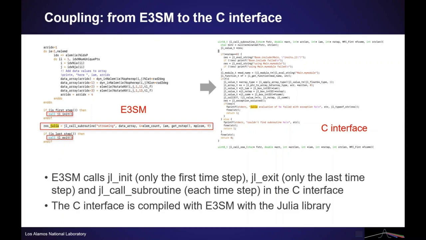If we look at the right box, that JLcall subroutine in the C interface can load the In-Situ.jl Julia file and also load the module in that Julia file. So when it's called, it wraps the data and passes the data to that Julia in-situ module for data analysis. This C interface is also compiled with E3SM together with the Julia library.